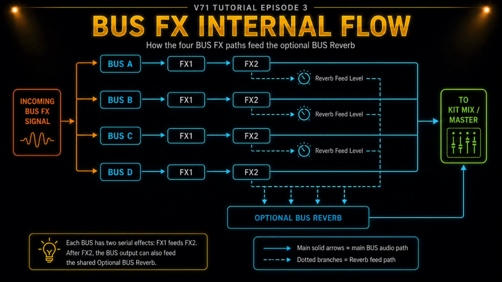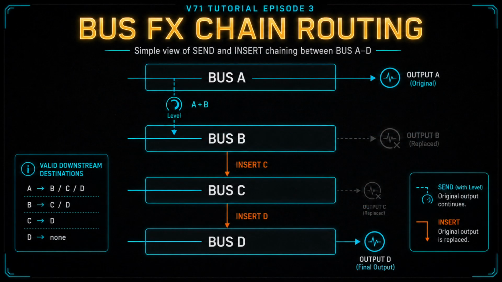Surely that's enough. Well, it turns out you can also chain from one bus to another. And of course, you can do it as a send or an insert. After bus A, you can send the signal on its way to the output and control how much of it goes to another bus. Once in that other bus, you can do another send, or you can insert the signal down to another bus. When you do that, the normal output is removed. This is a one-way street. A can go downstream to any of B, C, or D. B can only go to C and D, and C can only go to D. D can only go to the normal output. You cannot send, say, bus C back up to bus A.